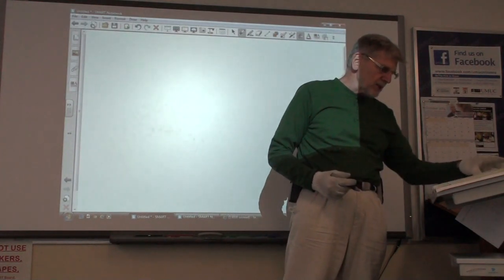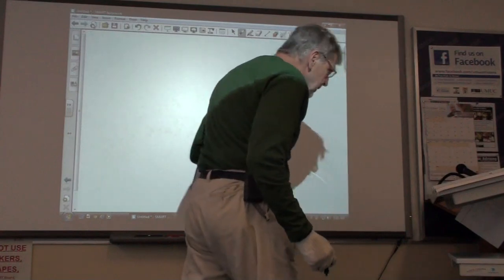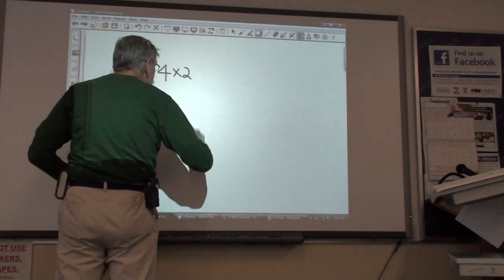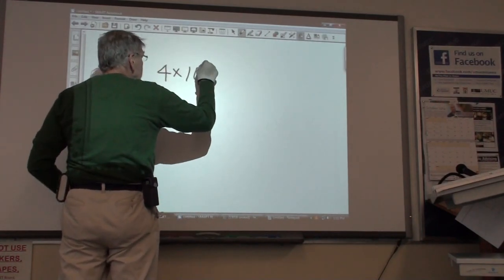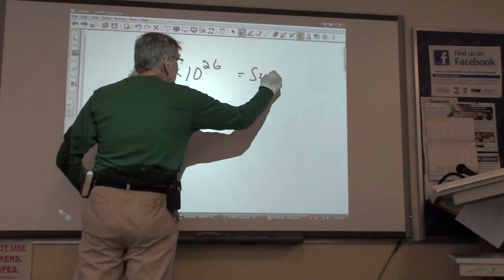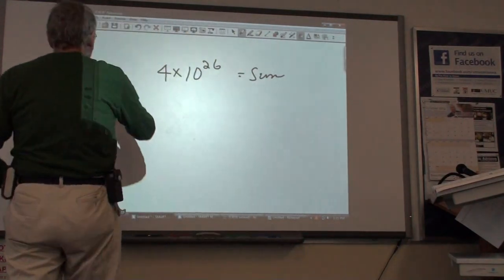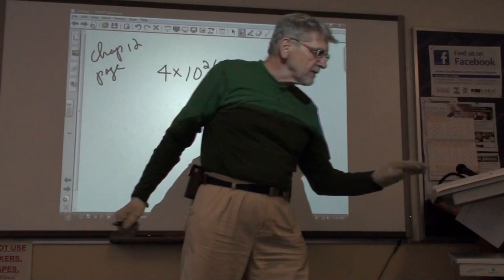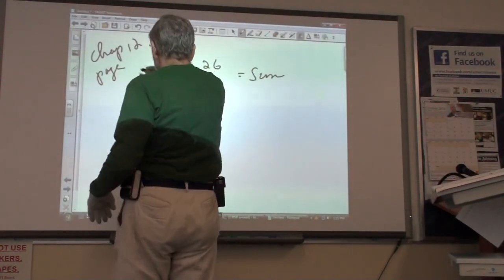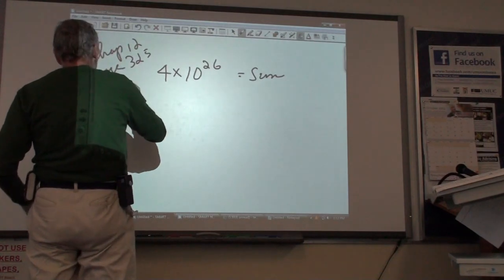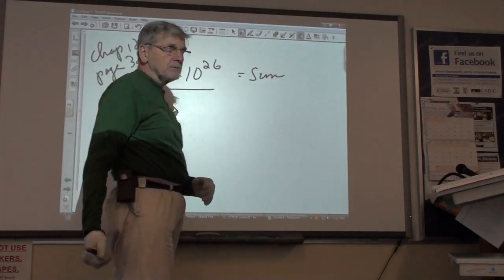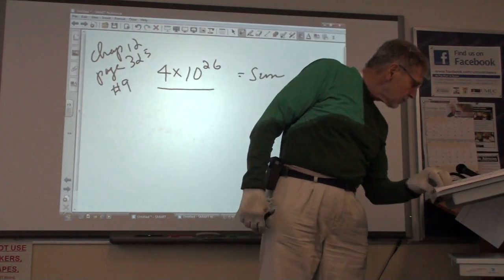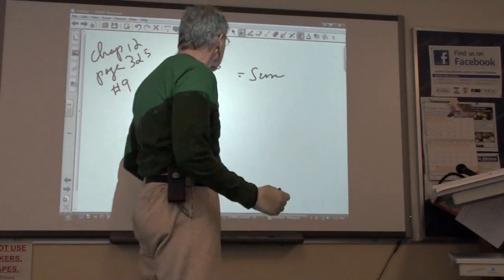And so they tell you that the sun's energy is 4 times 10 to the 26 watts. And let's remind ourselves that we're doing chapter 12, page 325, and number 9. Now, each pp interaction, as given by Astronomy by the Numbers on page 313, will yield 4.3 times 10 to the minus 12 joules.